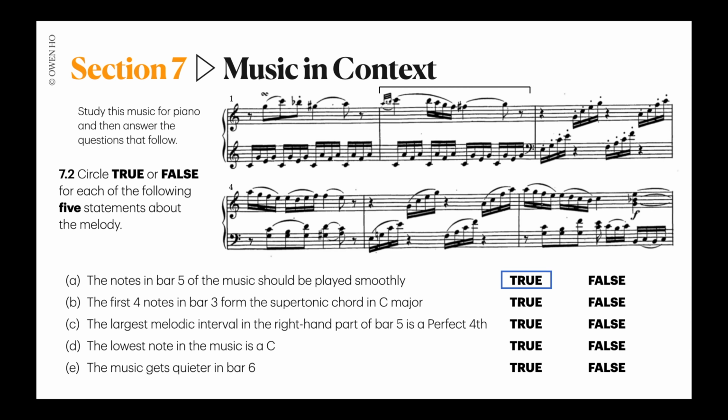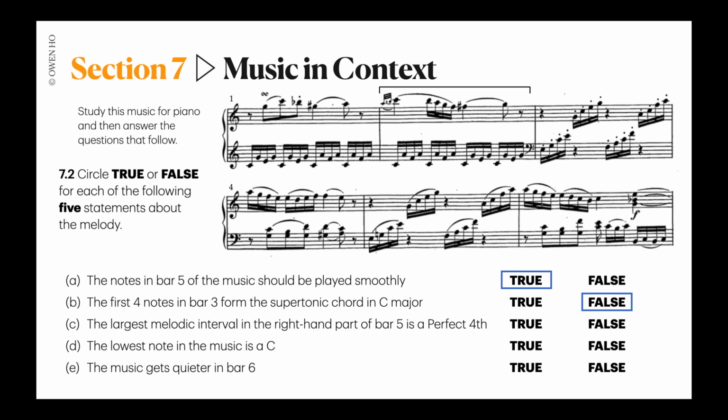Statement B. The first 4 notes in bar 3 form the supertonic chord in C major. Now let's think about C major and a supertonic chord. A supertonic chord is the second chord in C major, and that means the chord consists of the notes D, F, A. Now let's look at the first 4 notes in bar 3. Are they D, F, A? Unfortunately, no, and so the answer is false.